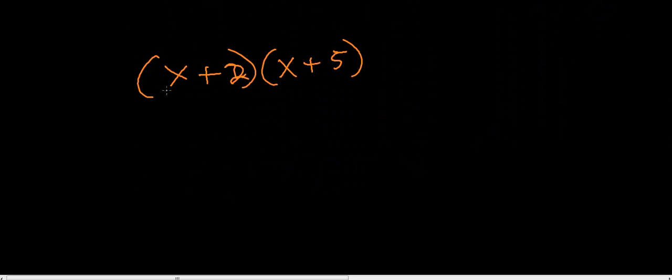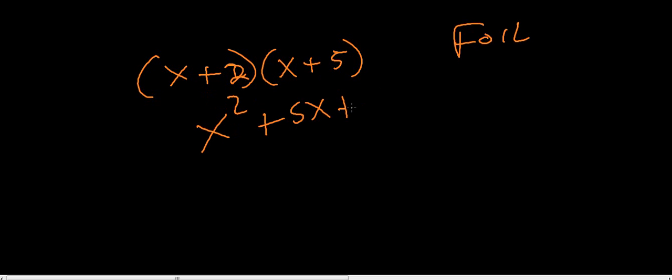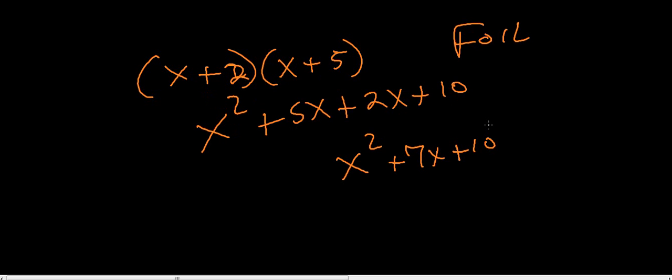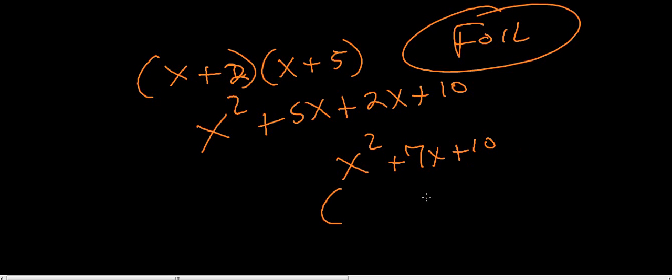So to get started with that, let's say we have something like x plus 2 times x plus 5, and this is going to explain what we're doing. We're going to FOIL this, right? It's going to give us x squared plus 5x plus 2x plus 10, which gives us x squared plus 7x plus 10. If you don't understand what happened here, go to YouTube, watch some tutorials, and look at some examples. So what we want to do is take this and make it look like this again.